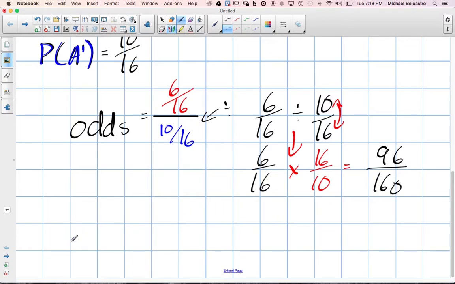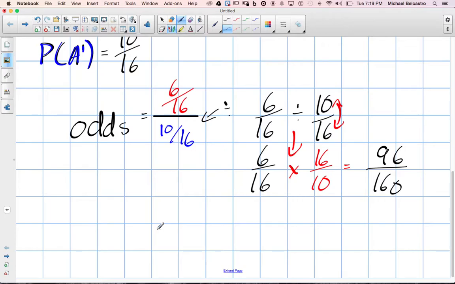And odds are usually written as a fraction. Probabilities are usually written as percentages. If you wanted to have an idea of that as a percentage, you would just divide it. But this would be the odds. And odds are usually reduced to their lowest form. So I can divide both by 2. 2 will get me 48 and 80. So I think I can do 4.